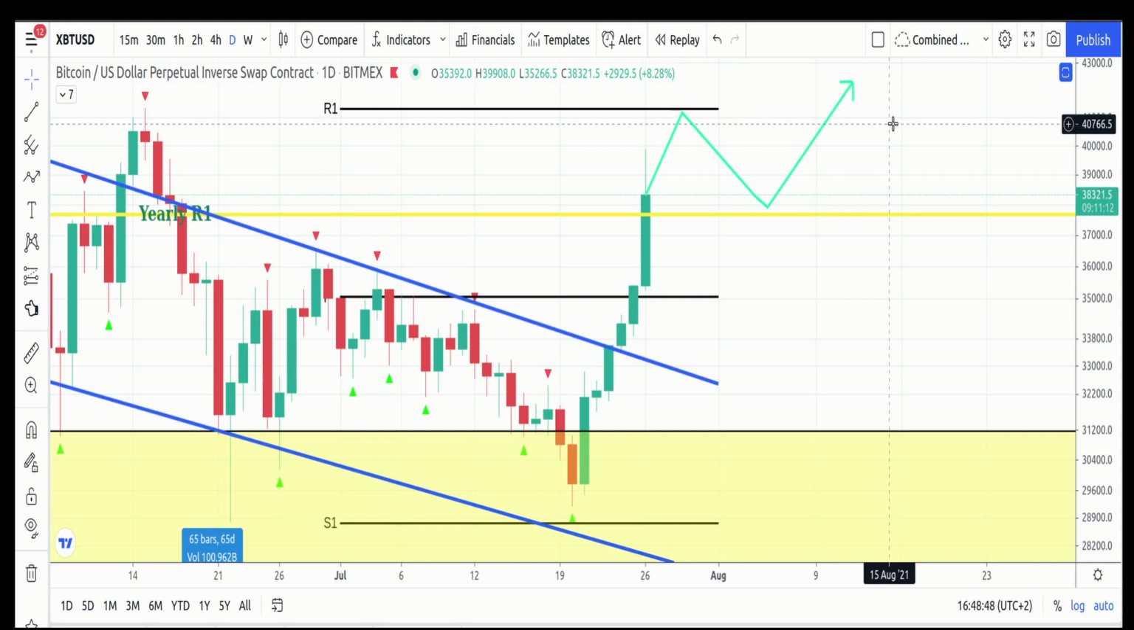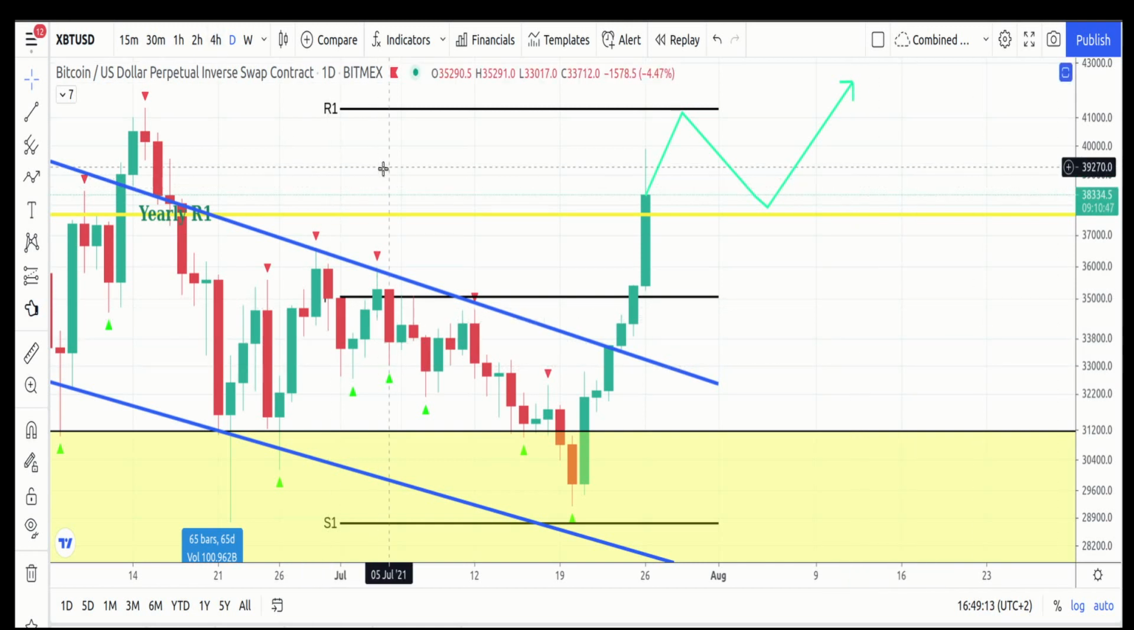That's 2 scenarios out of an endless amount of scenarios, but I think that they are likely, and there's a good chance of seeing them playing out. That's what's happening currently on the daily. Let's go a bit into the lower time frames and see what's happening there.